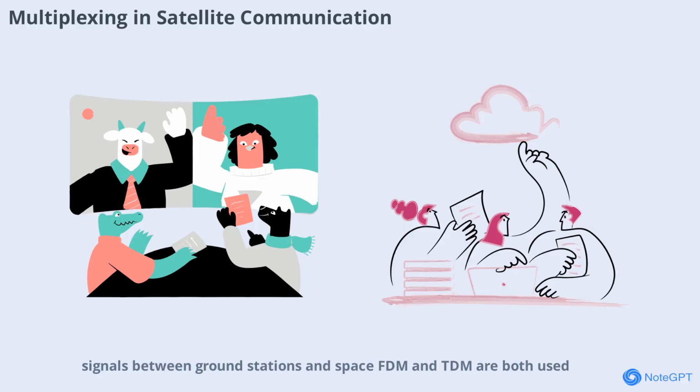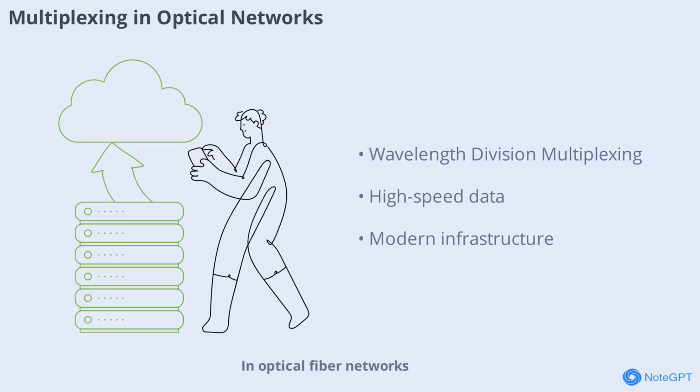Satellites use multiplexing to transmit multiple signals between ground stations and space. FDM and TDM are both used, depending on the type of data and the requirements of the communication link. Multiplexing allows satellites to handle voice, video, and data transmissions simultaneously, making them vital for global communication, navigation, and broadcasting services.